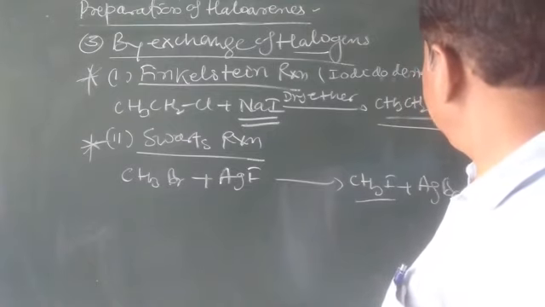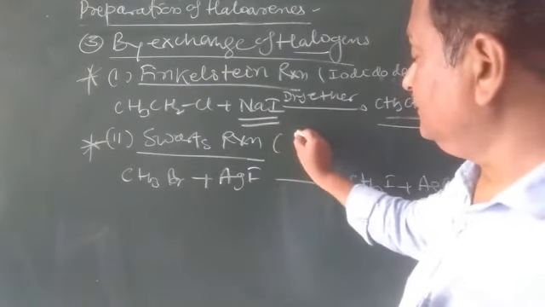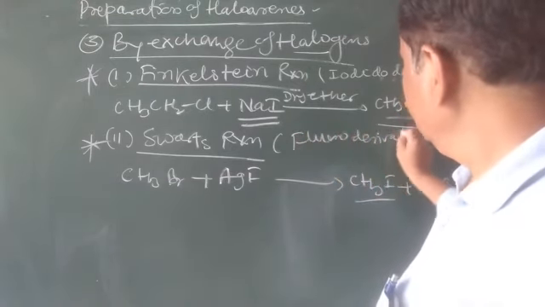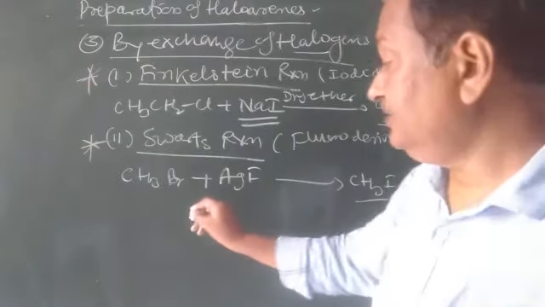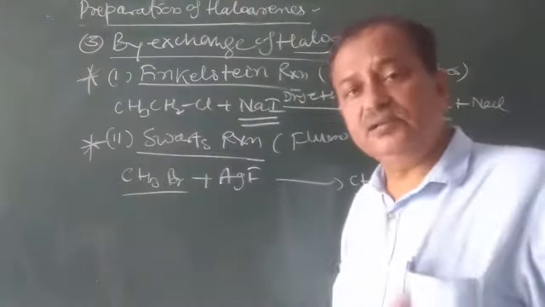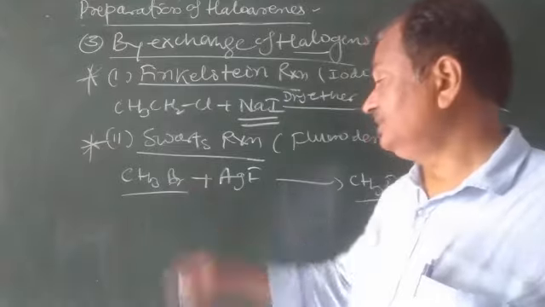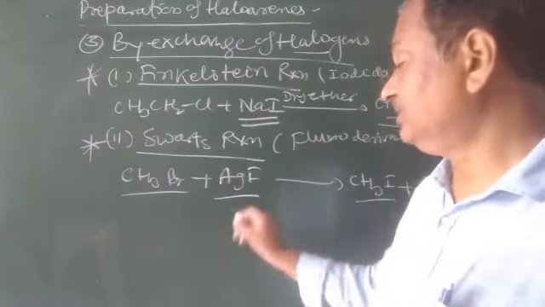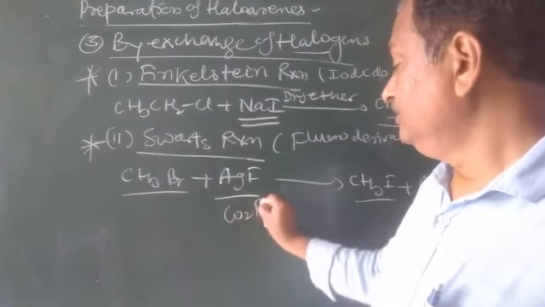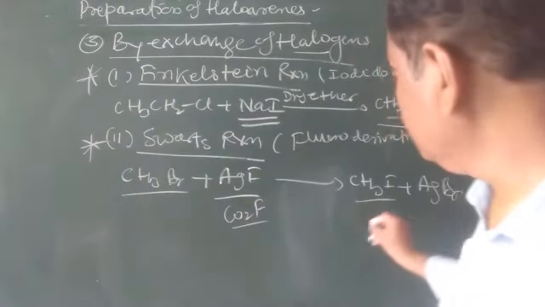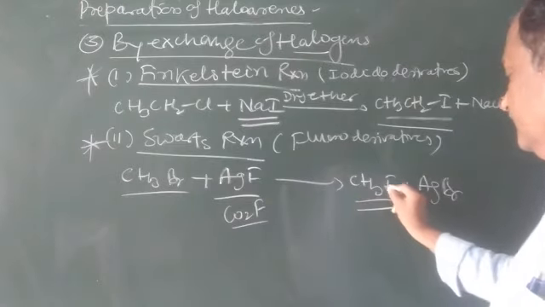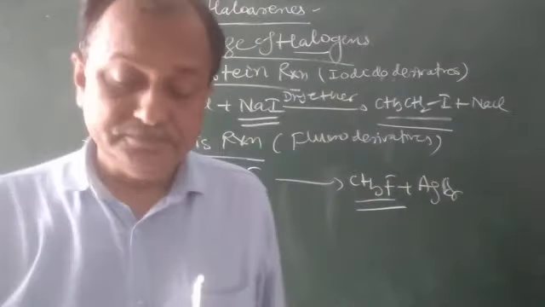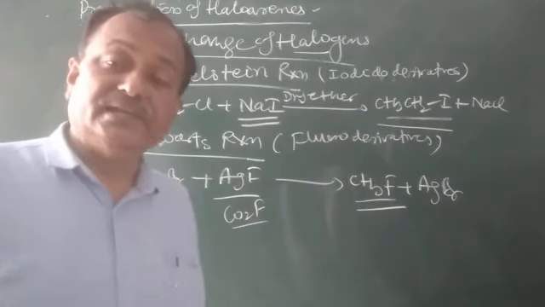This is for the fluoro derivatives. Here we take any haloalkane, chloro or bromo, or even iodo, but with a metal fluoride like silver fluoride or copper fluoride, and so there is conversion to the corresponding fluoro derivative. And so this is about the preparation of haloalkanes and haloarenes.